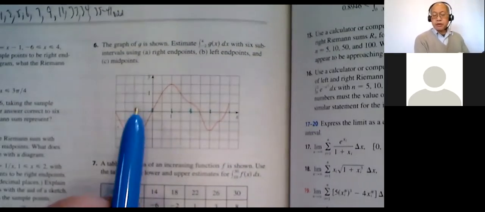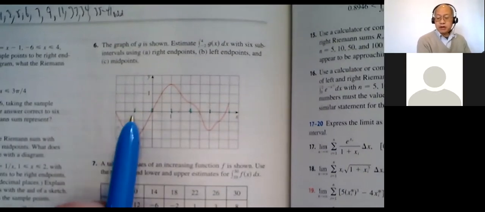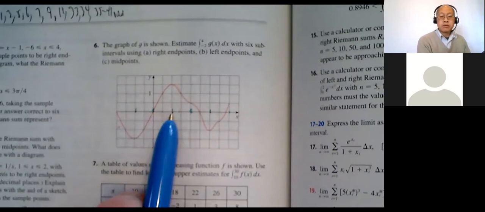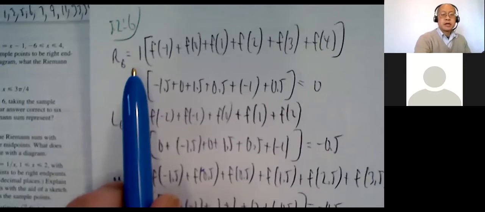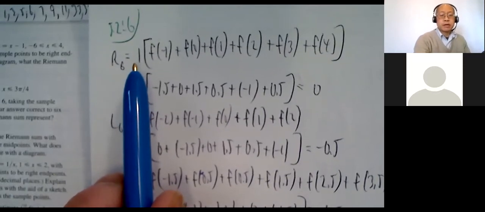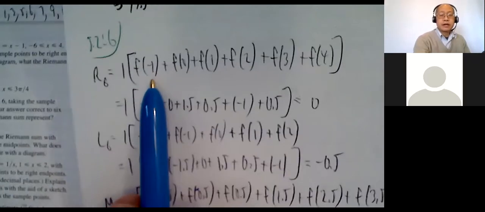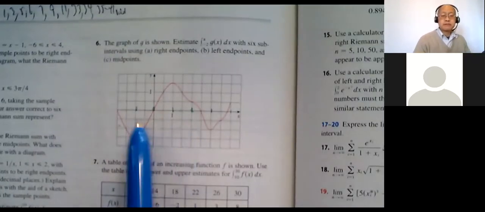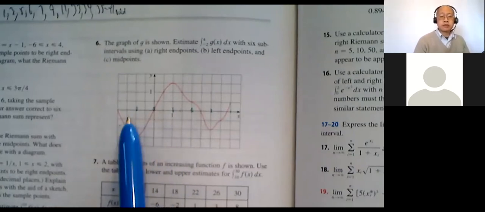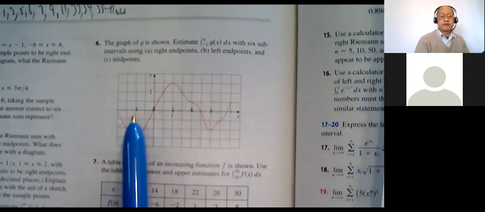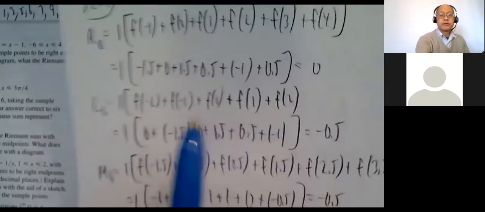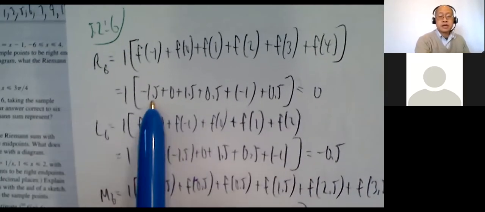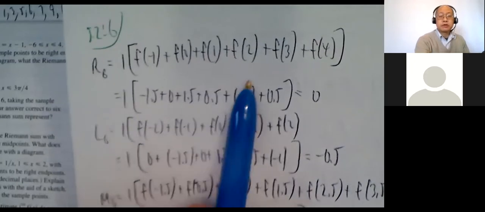Okay, so part A, the right endpoints, that will be the function values at negative 1, 0, 1, 2, 3, and 4. So R6 is delta X, which is 1. It's always easy to multiply by 1. And then the function values at the right endpoints that I just mentioned. Again, this would be better demonstrated if we were meeting face-to-face in class. I would project this and then use the whiteboard, but since I can't do that, I have to bounce back and forth. So the right endpoints that I mentioned were negative 1, 0, 1, 2, 3, and 4. Okay, and these are those heights.